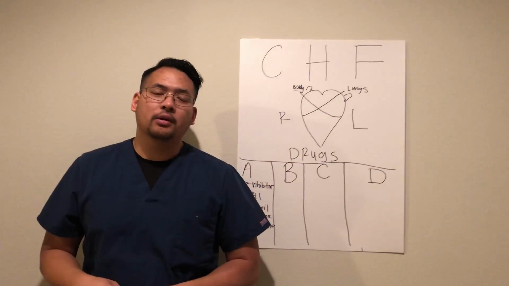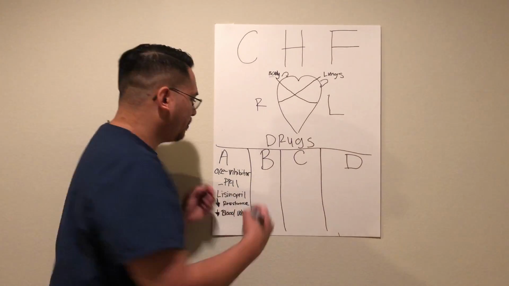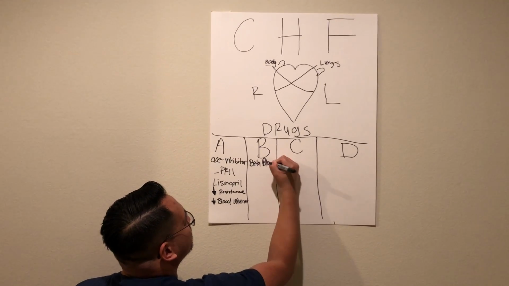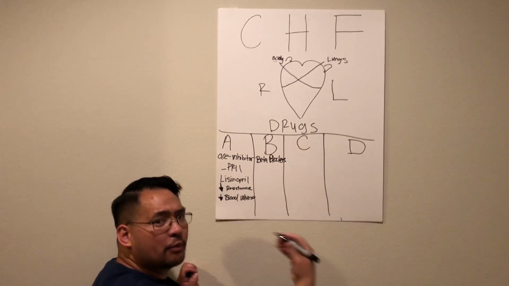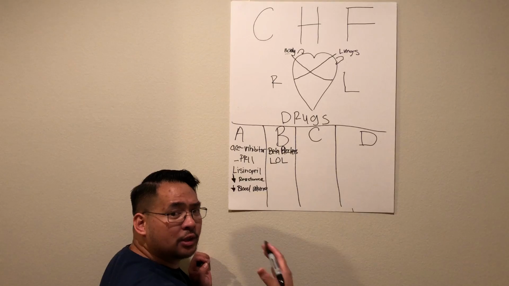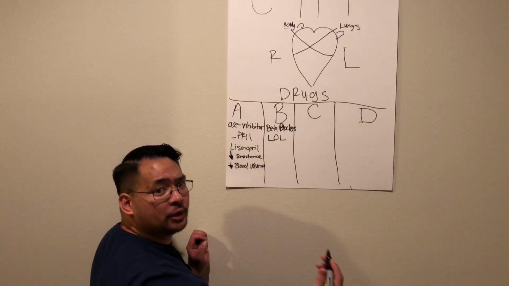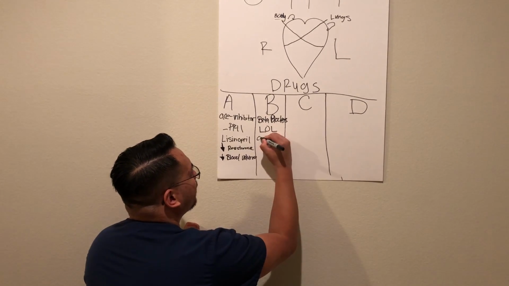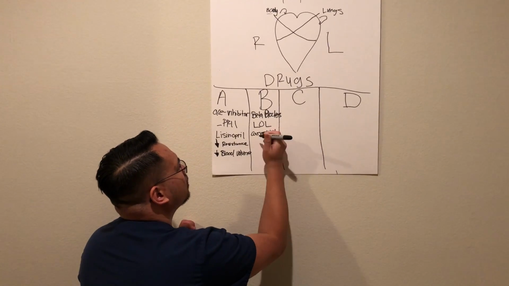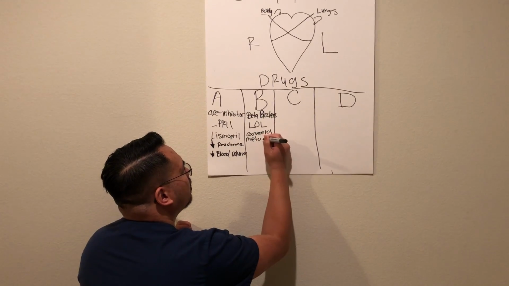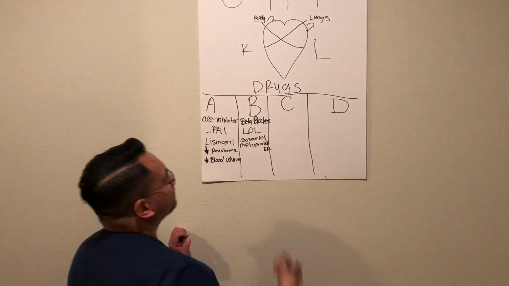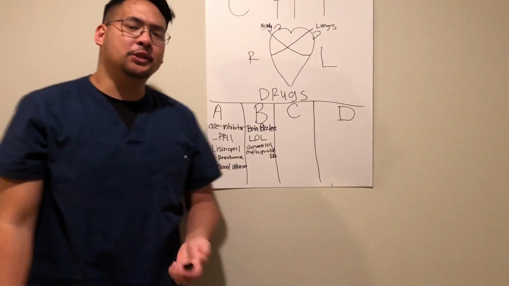B. What does B stand for? Beta blockers. I remember this by LOL. The common drug for beta blockers that we use for CHF is carvedilol, and metoprolol EX, or extended release. What do beta blockers do?